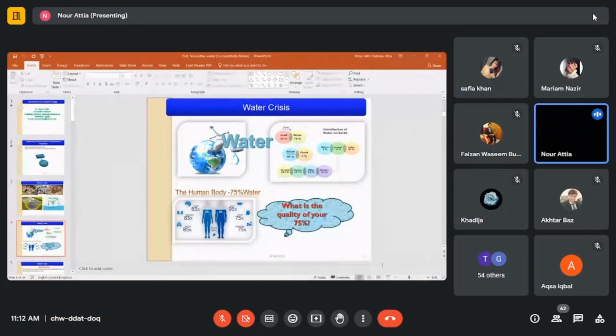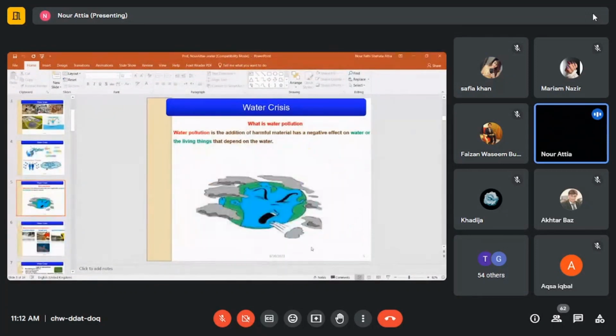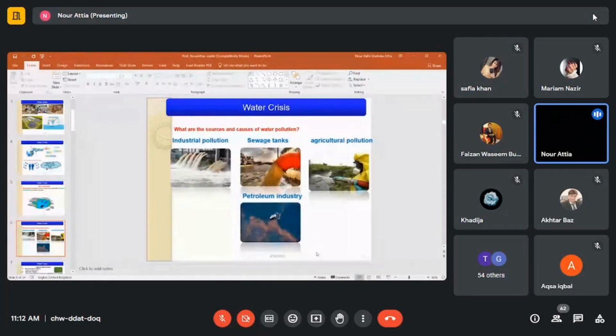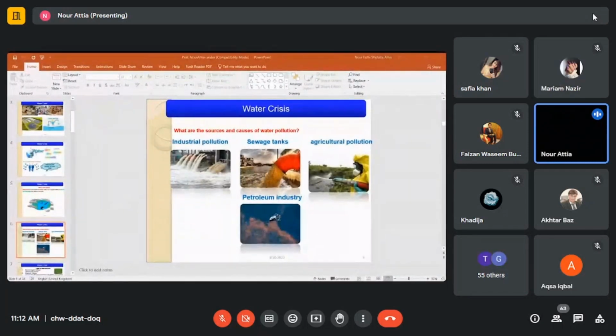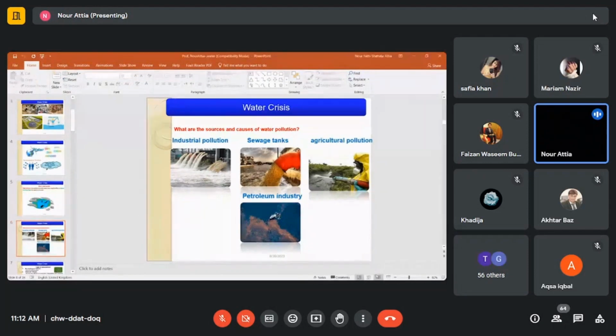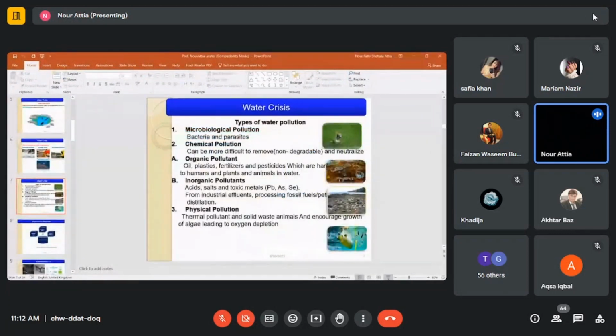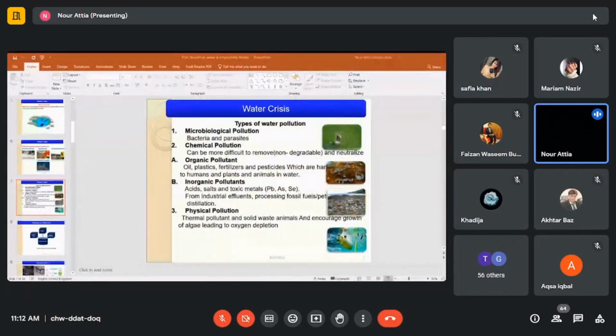I will skip this part, it's not too important. Also, what kinds of sources of water pollution: industrial pollution, petroleum pollution, agricultural pollution, sewage tanks, and so on. All of you know about that, so no need for that. Also the types of water pollution: microbiological, chemical, organic pollutant, inorganic pollutant, physical pollution. I will not go into much detail about that because most of you should know about it.